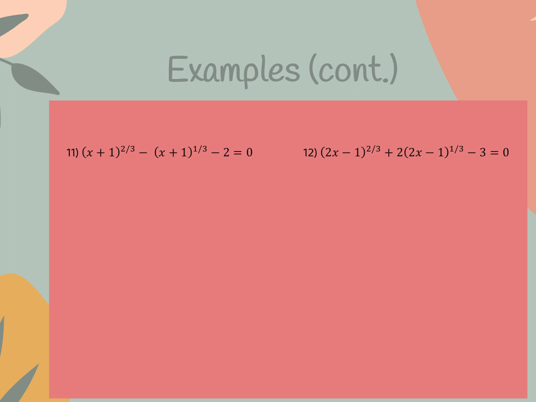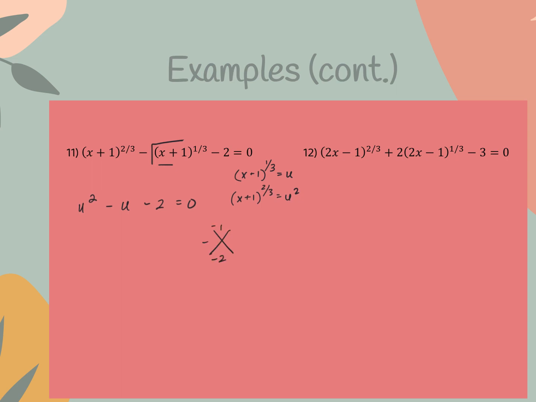So for this problem, I'm going to make this entire thing equal to u. So I'm going to do x plus 1 to the 1/3 power equals u, okay? And I'm going to make x plus 1 to the 2/3 power equal to u squared. Notice that if I square this, it's going to be to the 2/3 power, okay? So it's going to be u squared minus u minus 2 equals 0.